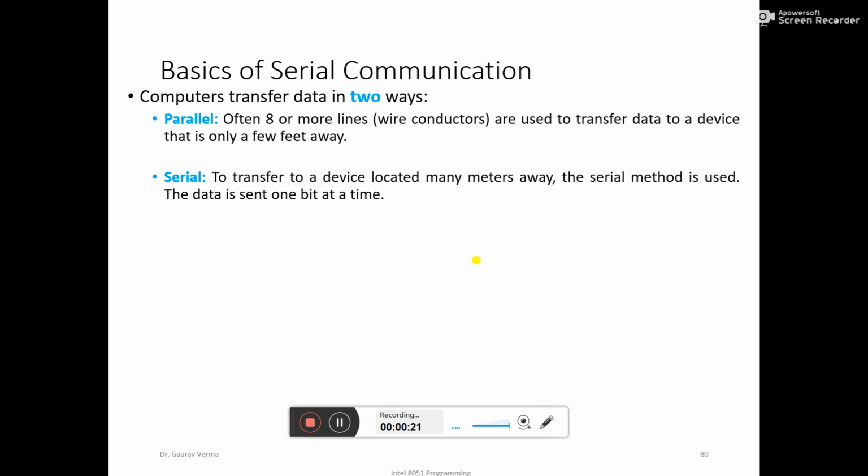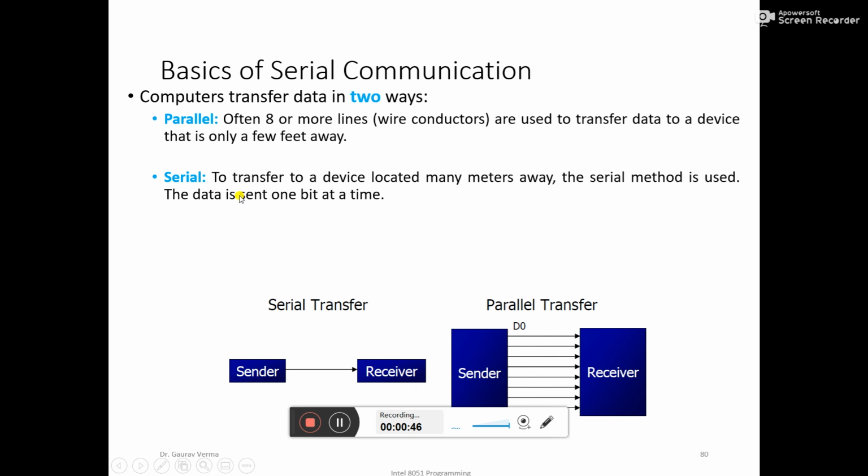In parallel communication, often 8 or more lines are used to transfer data to a device that is only a few feet away, meaning on board. Whenever we need on-board communication, we can use parallel communication. If we want to use long distance communication, then we can use serial communication.